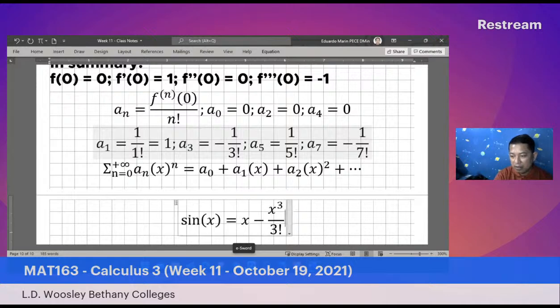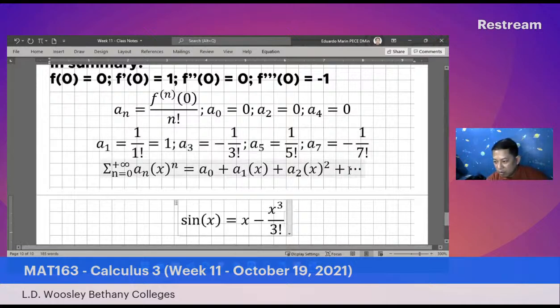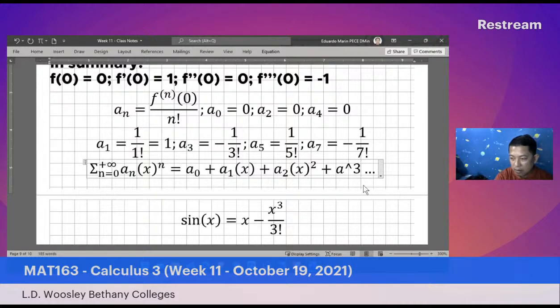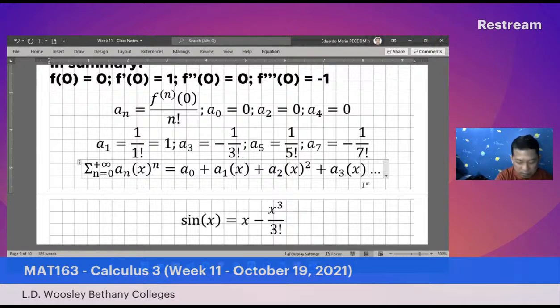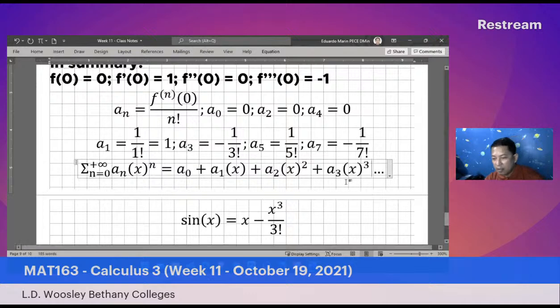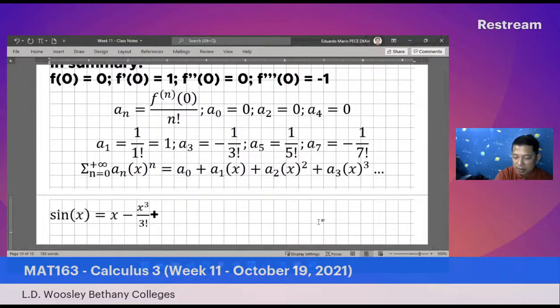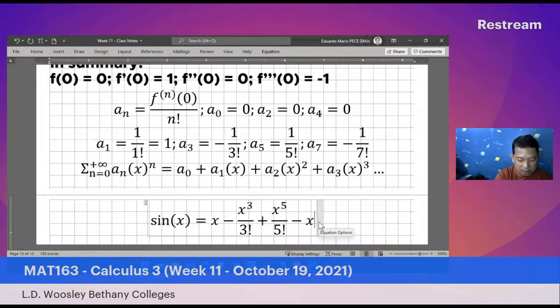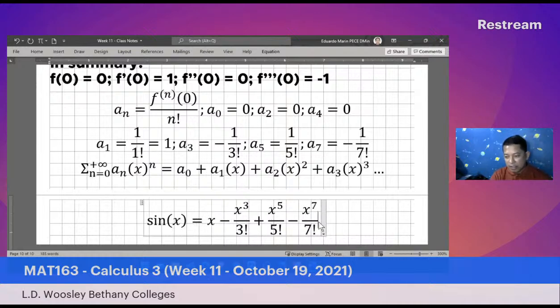over 3 factorial. Kasi pag binugtong pa natin dito, yung a sub 3 natin, magiging x cube yun. Etc. Okay? Pag tinuloy pa natin, plus x raised to 5 all over 5 factorial. Then pag tinuloy pa natin, minus x raised to 7 all over 7 factorial. Yan, etc. and etc.